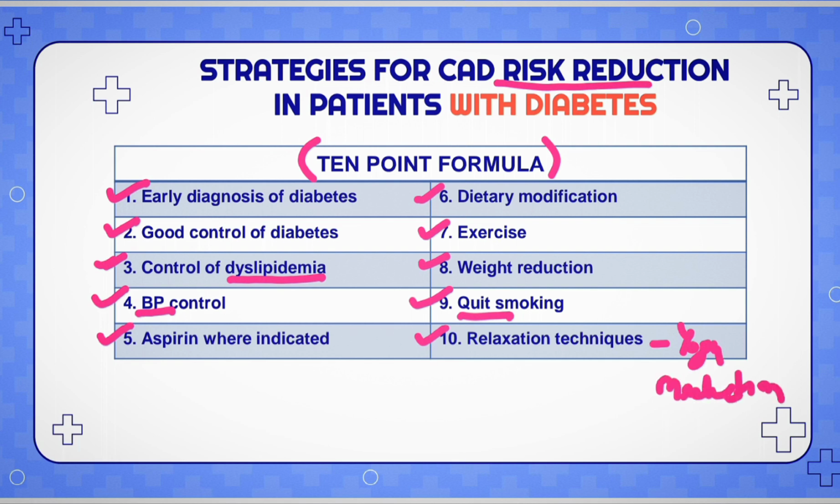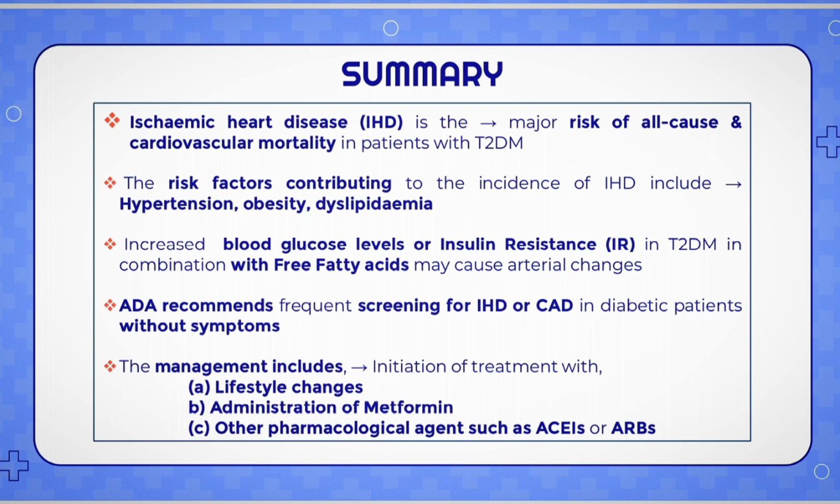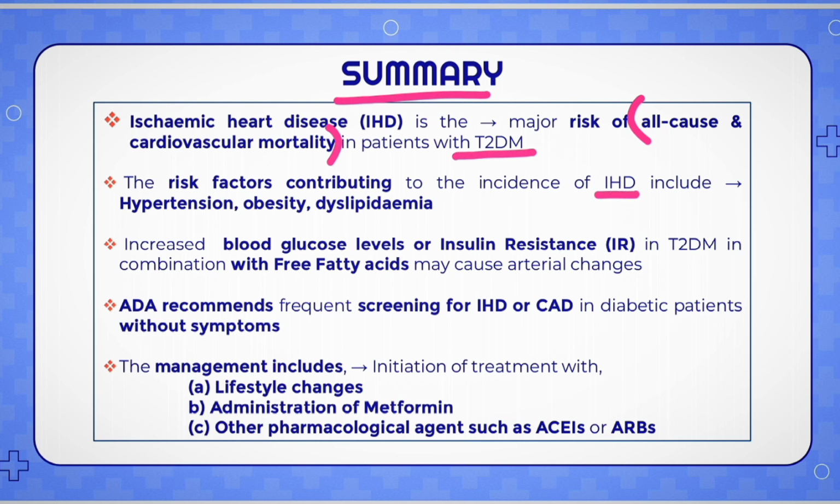Now we have come to the end of this discussion. The ischemic heart disease is the major risk of all cause and cardiovascular mortality in any patient with type 2 diabetes mellitus. There are a few risk factors which contribute to the development of ischemic heart disease in any patient with diabetes. Those are hypertension, obesity and dyslipidemia. There are a few other factors which cause arterial changes in any patient with diabetes. Those factors are increased blood glucose level or insulin resistance and increased level of free fatty acids.